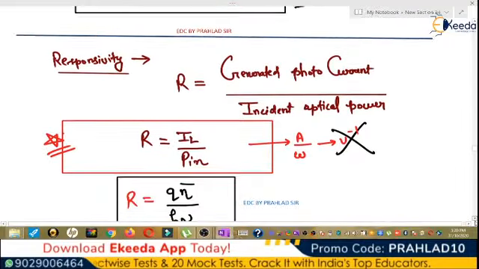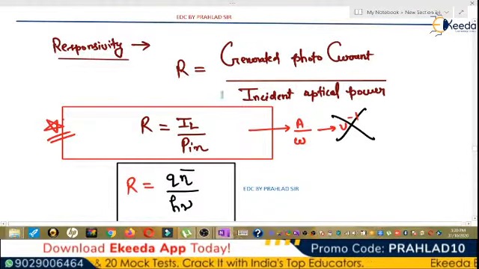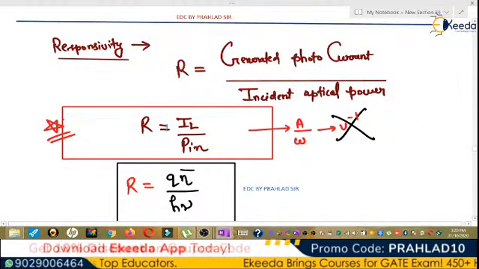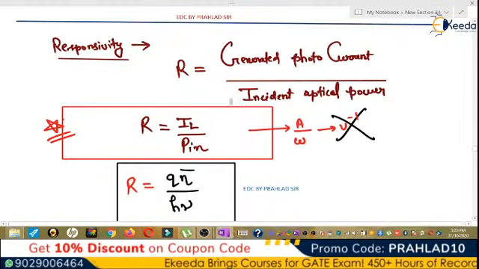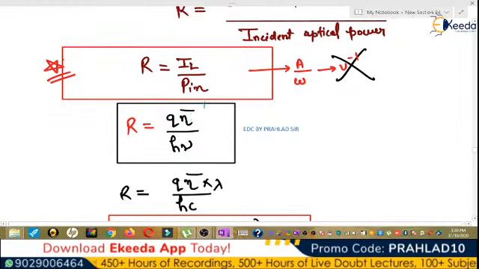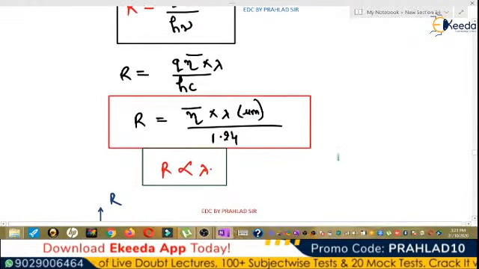And another factor is responsivity. Responsivity is called as generated photocurrent over incident optical power. So responsivity is IL by Pin, generated photocurrent is IL, and incident optical power is Pin. It can be written as q into eta bar over h nu, or we can also write q into eta bar upon hc by lambda. So this answer is responsivity equals eta bar into lambda upon 1.24, and responsivity is proportional to lambda.